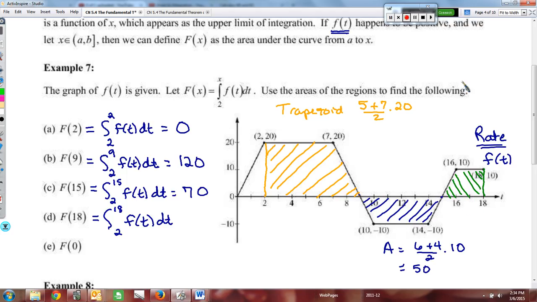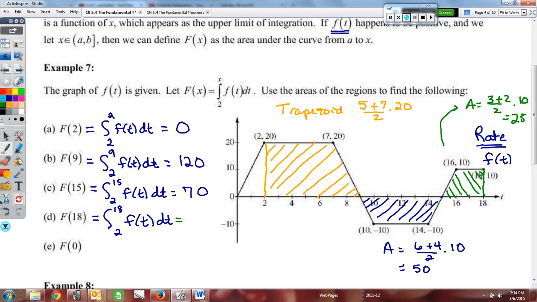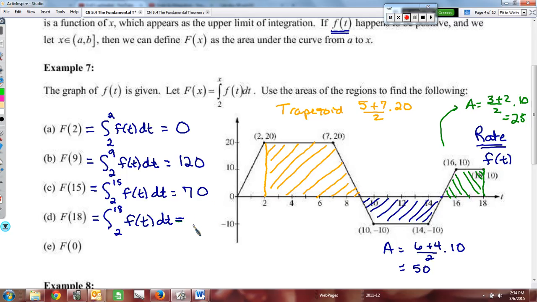Again, I have a trapezoid. The bottom base going from 15 to 18 is 3. So we'll come up here, area equals 3 plus the other base goes from 16 to 18, so 2. Divide that by 2, multiply that by the height, which is 10. So we end up with 5 times 5, or an additional 25. So I take where I was at 70 and I add my additional 25 in, which would put me at 95. All right, and then f of 0.